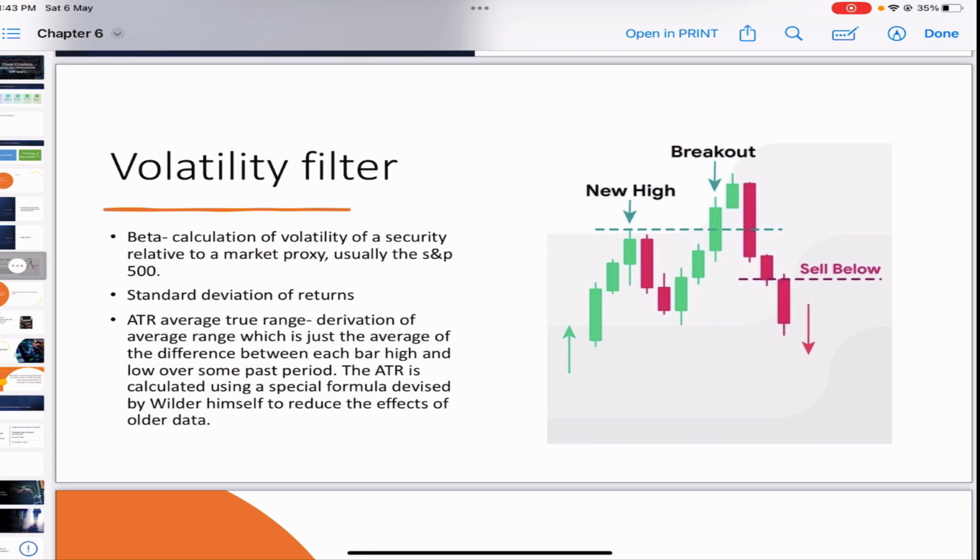So the true range is the greatest of the difference between the current bar high and the current bar low, high minus low; the absolute value of the difference between the prior bar close and the current high; and the prior bar close and the current low. So these are the three ways using which they are calculating the ATR. Alright. So you can use the ATR for a breakout confirmation, and right now we'll be seeing an example of the same, so everything will be clear.